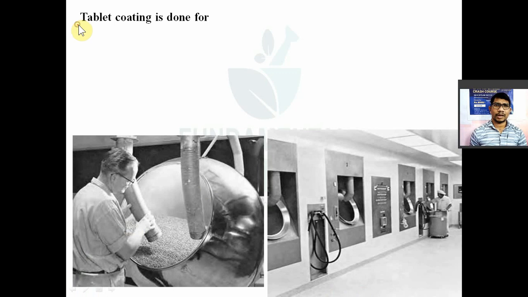Now you know that a tablet is a unit dosage form meant for oral administration or for different routes. Tablet coating is also there: film coating, enteric coating, sugar coating. Why does one have to do sugar coating, film coating or enteric coating? There is a reason behind that. What are the reasons? Tablet coating is done, first, to mask the taste.